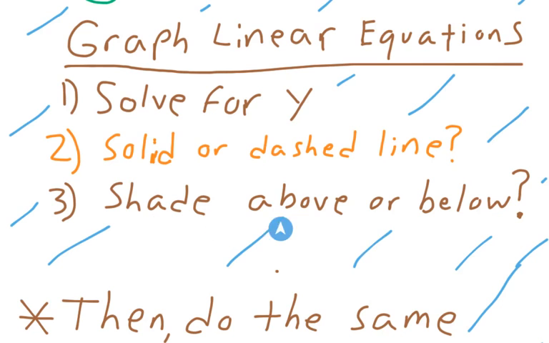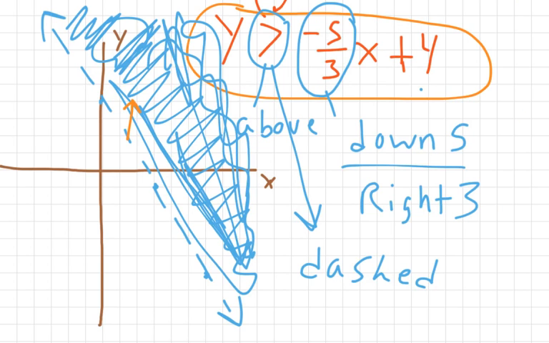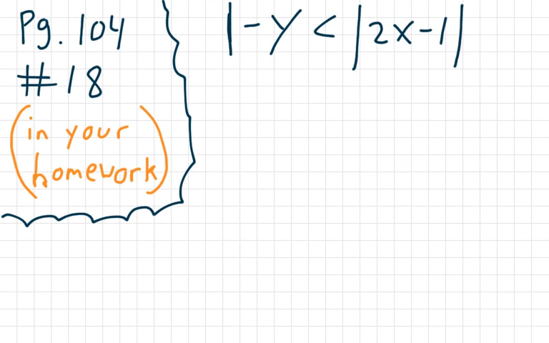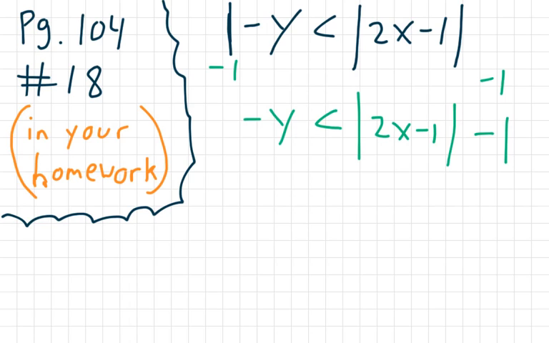So solve for y, is it a solid or a dashed line, and then you shade above or below depending on which way the arrow points in your inequality. So back to this problem here. I want to solve for y. So from both sides subtract 1. But I can't subtract 1 into the absolute value. So this still stays 2x minus 1 absolute value and then minus 1 at the end. So yes, you have 2 minus 1s. You don't have a minus 2 inside the absolute value bars. It's just a minus 1 right there.